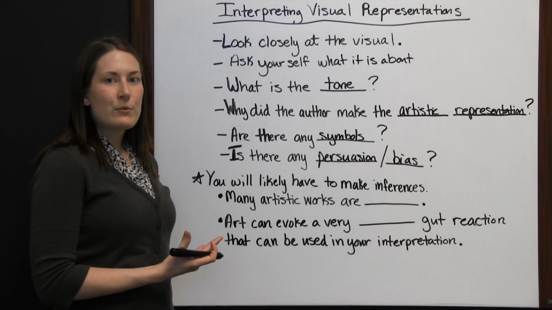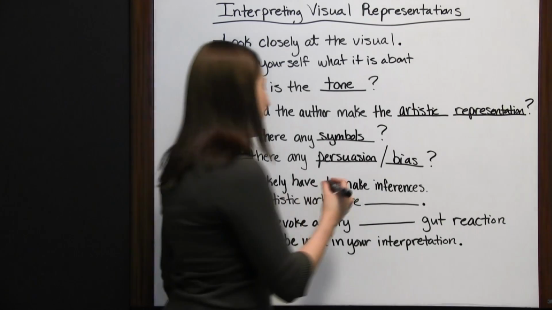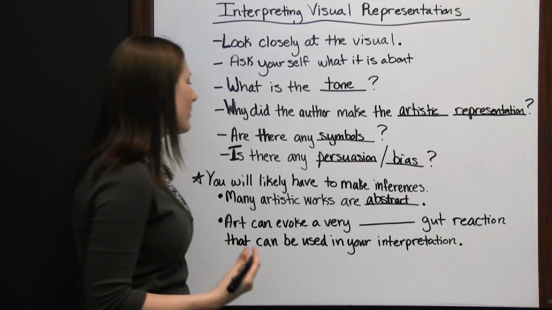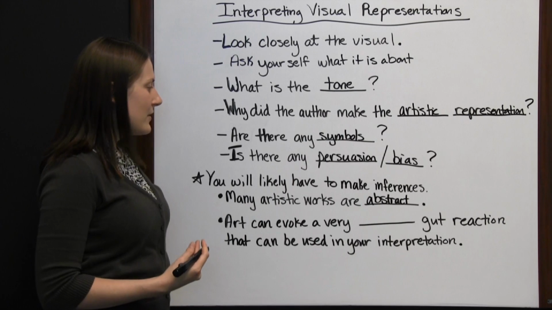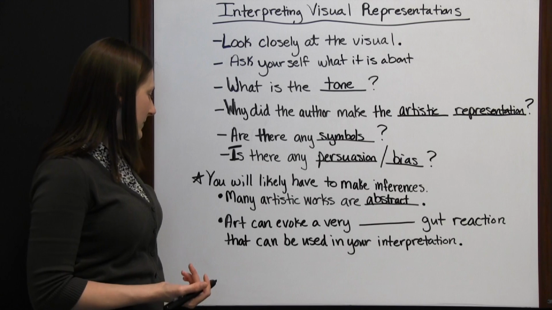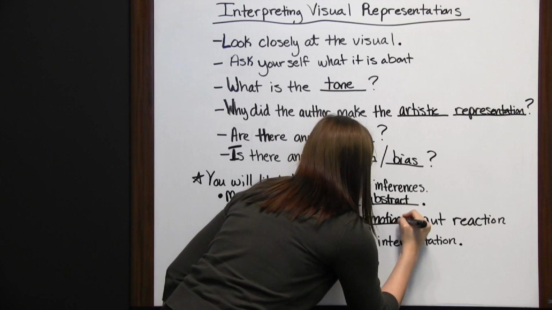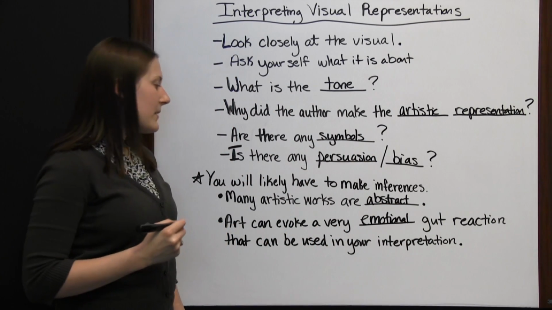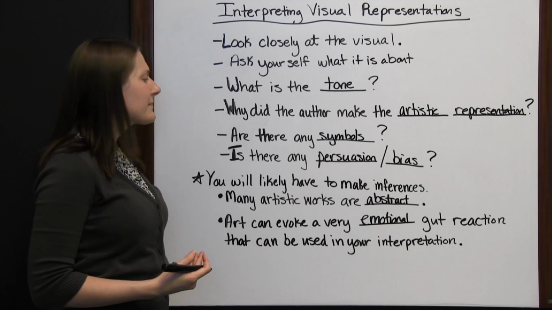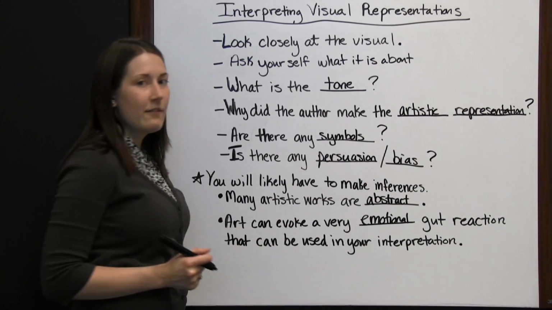Whenever you're looking at these visuals and trying to interpret them, you will likely have to make inferences. Many artistic works are abstract, which means that they leave something to the imagination. You're not going to know what the author meant every time that you see a visual. You're not going to know what the artist meant whenever they wrote it, and so that's where inference comes in. Art can evoke a very emotional gut reaction, and that emotional gut reaction can be used in your interpretation. But everyone is not going to have the same gut reaction. It's going to be different for everyone, and that's what it means by it being abstract and you having to make inferences.